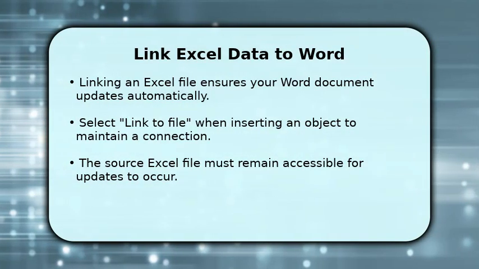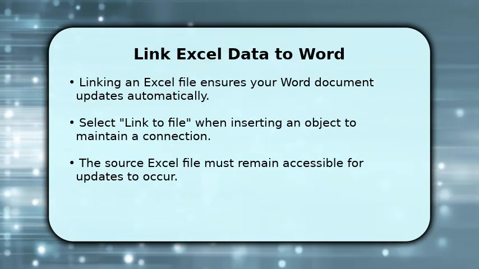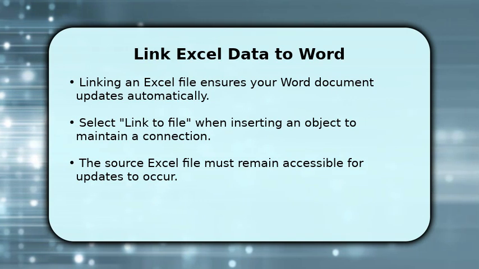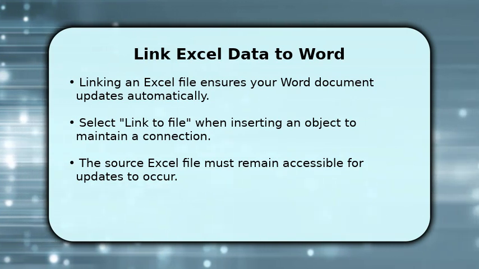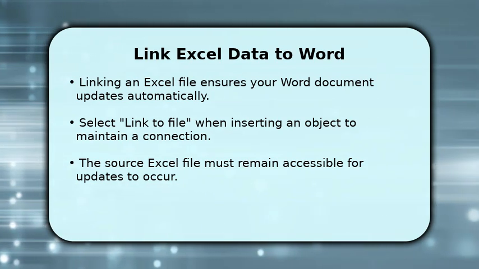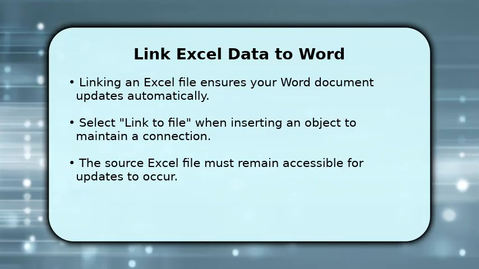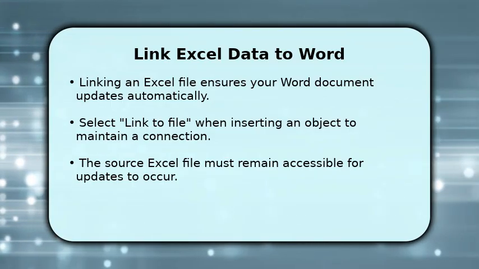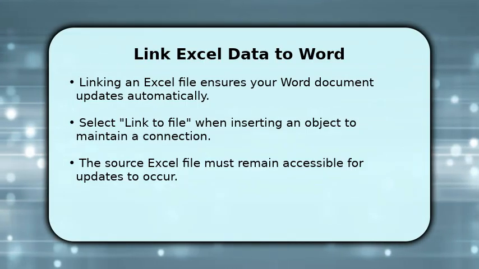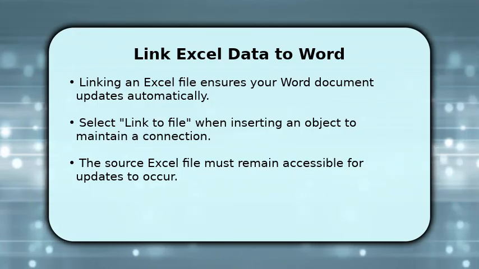When you link an Excel sheet, any changes made in the original Excel file will automatically reflect in your Word document. To do this, select Create from File in the Object dialog box, then browse for your Excel file. Crucially, check the link to File box. This creates a dynamic connection, perfect for reports that require frequent data updates from a single source.